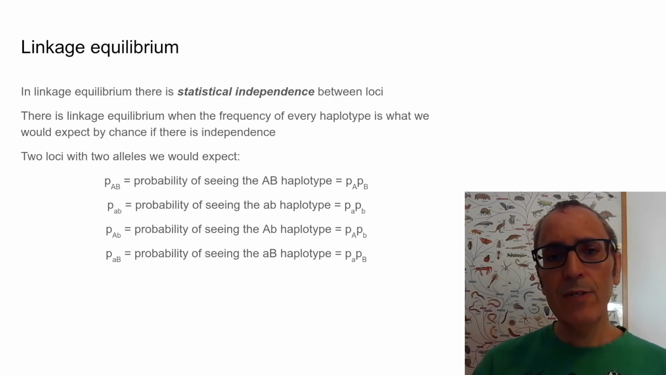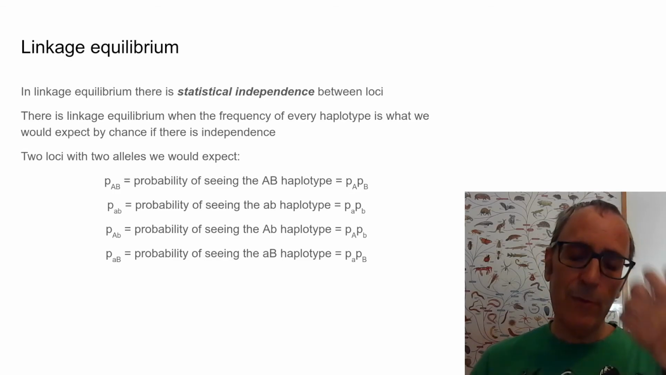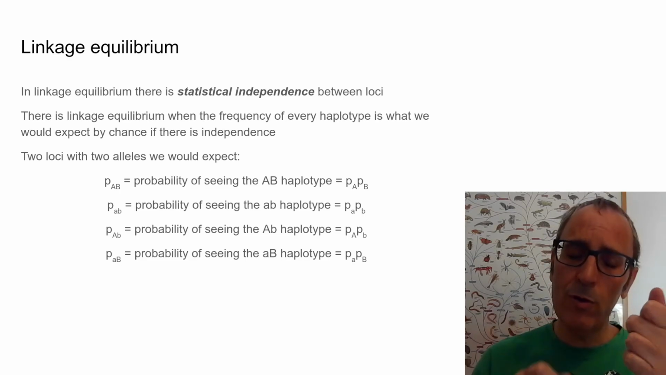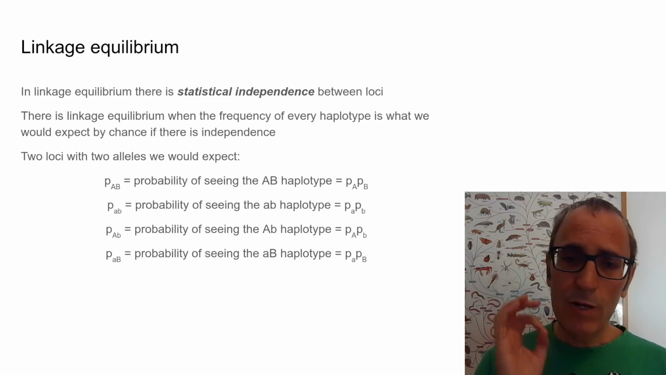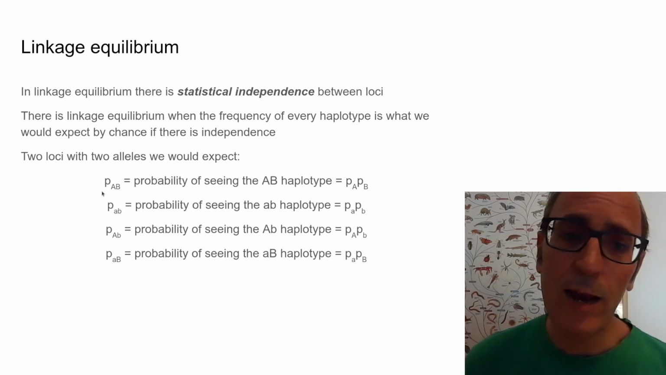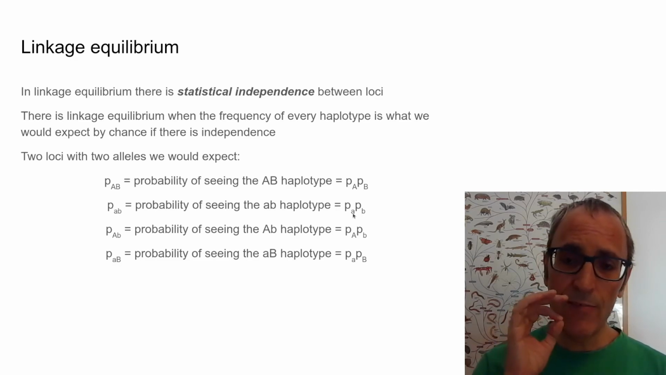When we have linkage equilibrium, what we have is a statistical independence between the genotypes of the two loci. That means that if we have information about one locus, we don't know anything about the other locus. In this case, and only in this case, we can estimate the expected frequencies for the haplotype by multiplying the allelic frequencies of the two loci. Okay? Only in this case in which we have independence.